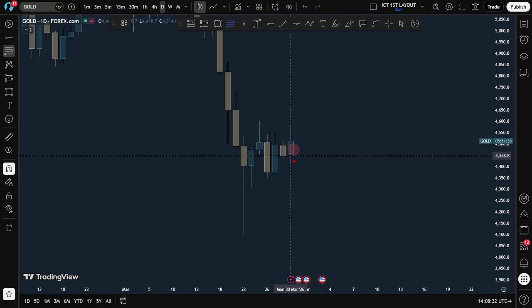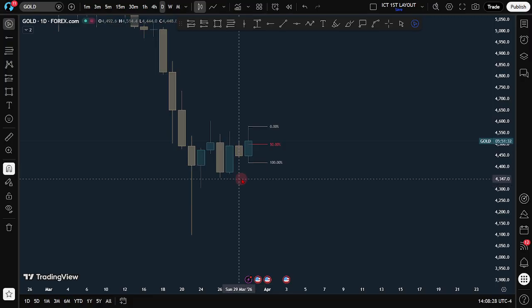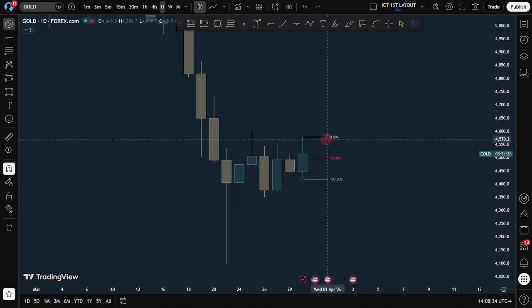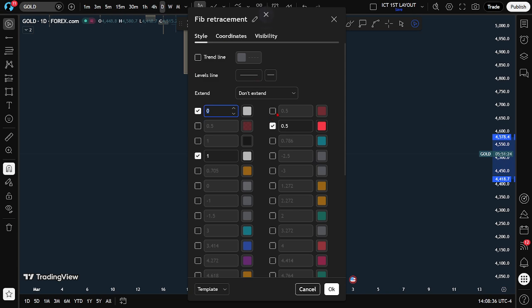Okay. When you take that tool, then you draw 50% of your what? Your current day. Okay. So this is Sunday and this is what? Monday, which is today, 30th March. Okay, which is the current day. And if you want my Fibonacci settings, this is my Fibonacci settings.